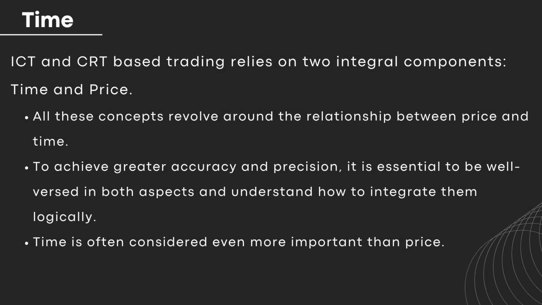Now, first of all, let's introduce what time is and what it actually means. We all know that ICT or CRT based trading relies on two main and integral components, which are time and price, and that is what makes up the charts as well. Now, about price, we know that the market perpetuates itself in the form of liquidity. The market first accumulates or generates liquidity, it then manipulates or purges that liquidity, and finally it neutralizes or distributes that liquidity in the form of expansions. This is how price perpetuates itself on the charts.